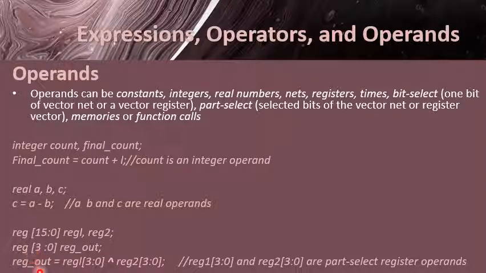Now what I am doing is register out equal to register1[3:0] XOR register2[3:0]. So here we have done part select, that is, selected bits of the net vector or register vector. Only 4 bits of register1 and register2 we have XORed, and the result we have assigned to register out, because register out itself is a 4-bit register.